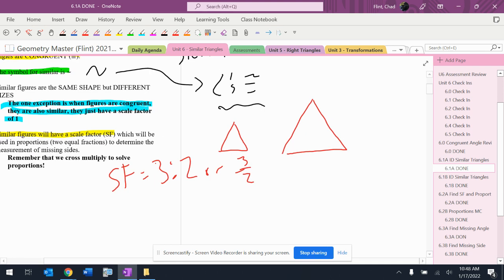As another quick example, I might have 3/2. I know that one side is 22 and I want to find that, and I'll cross multiply. So we're going to do a lot of that to solve the sides, not the angles. The angles are congruent.